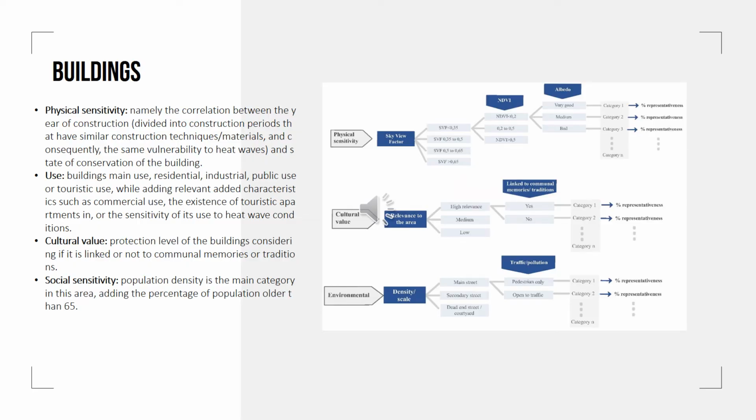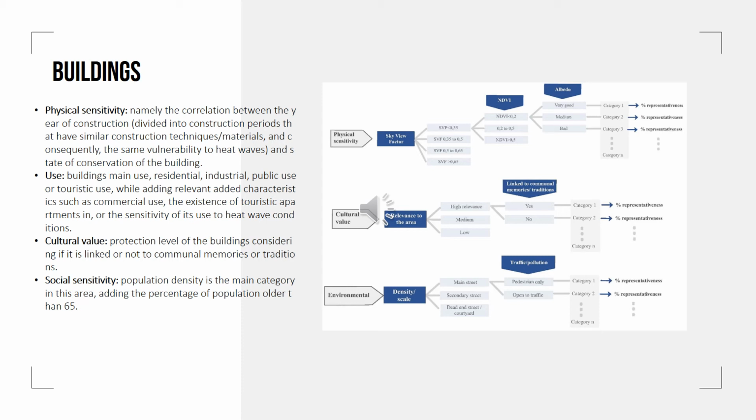Following the groundwork set in the development of the indicators, building categorization will be divided between physical sensitivity, use, cultural value, and social sensitivity. Physical sensitivity will gather the correlation between the year of construction, divided into construction periods that have a similar construction techniques and material, and the state of conservation of the buildings.